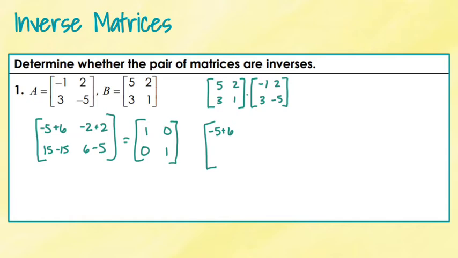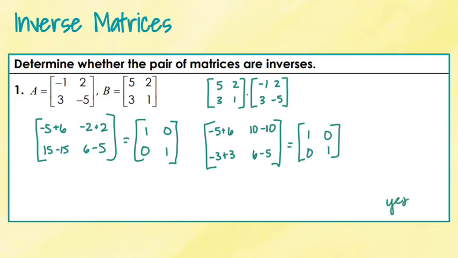Then 5 times 2 is 10. 2 times negative 5 is negative 10. 3 times negative 1 is negative 3. 1 times 3 is positive 3. 3 times 2 is 6. And 1 times negative 5 is negative 5. So when we simplify these, we get 1, 0, 0, 1. So since both of these equal the identity matrix, yes, these are inverses.